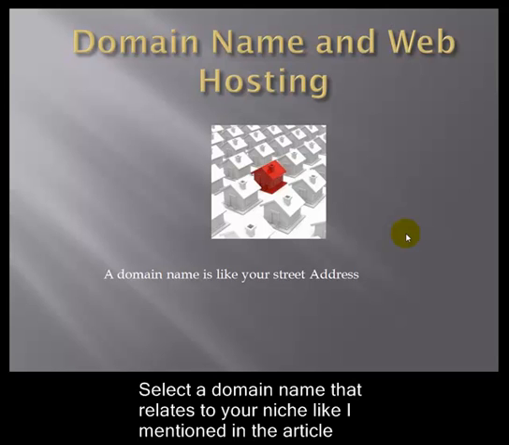Now just quickly, you will have obviously read my article relating to this tutorial, but a domain name is like your street address basically, and that's where you would select your domain name that pretty much relates to your niche. So for instance, if you were like in my article, how to grow garden trees, or how to grow trees in your garden, or whatever your niche may be, you really need to keep your domain name as close to that as you possibly can.